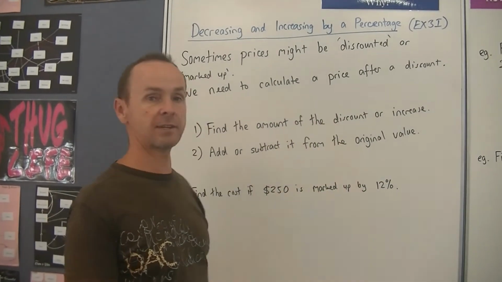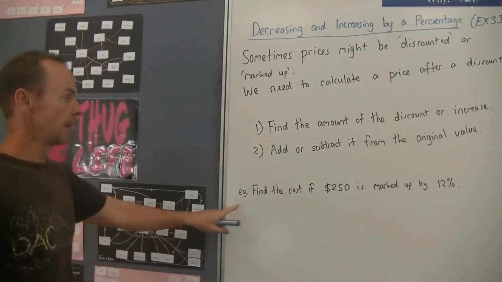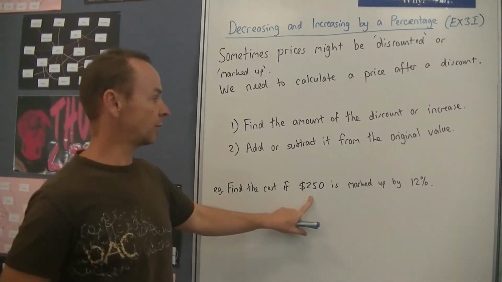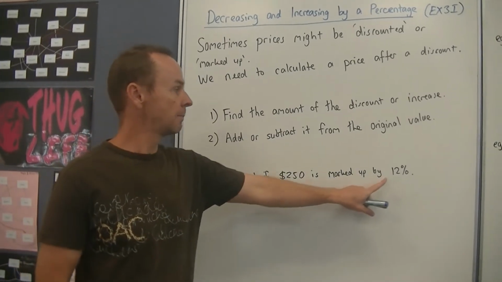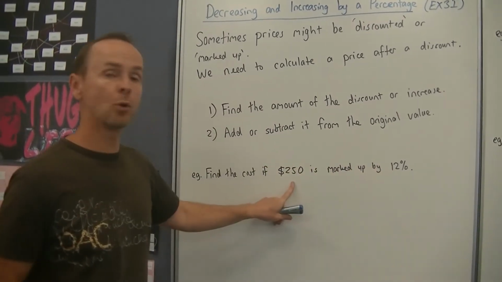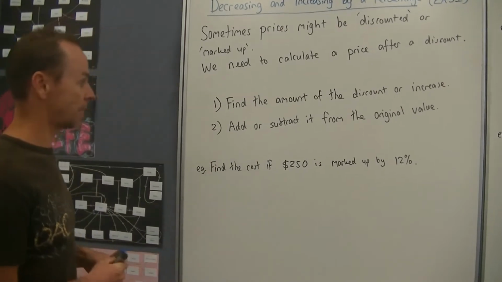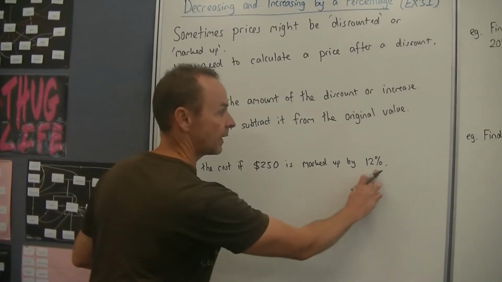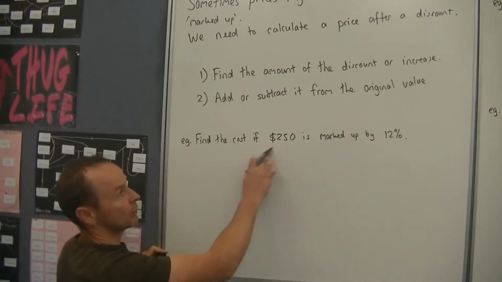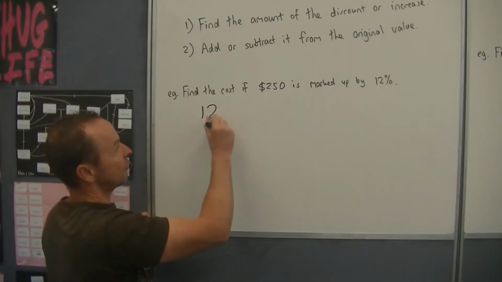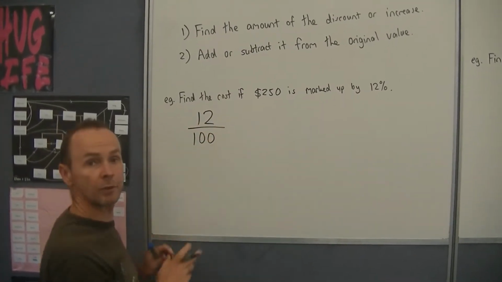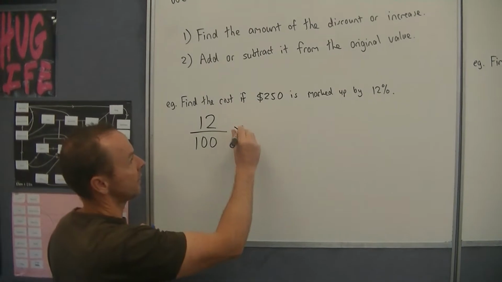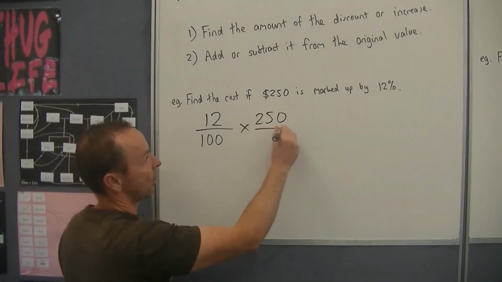This one's easy, this exercise. So find the cost if $250 is marked up by 12%. So it's going to be more expensive. So it's a markup. So first step, we need to find out what 12% of $250 is. So 12% is 12 over 100, if you remember that from the previous exercise, times by 250 over 1.